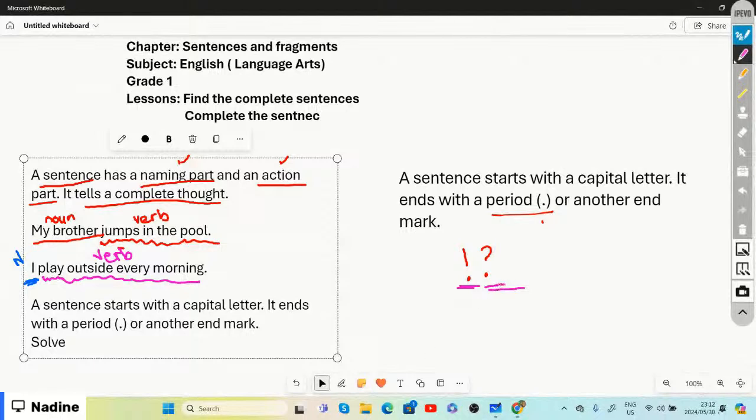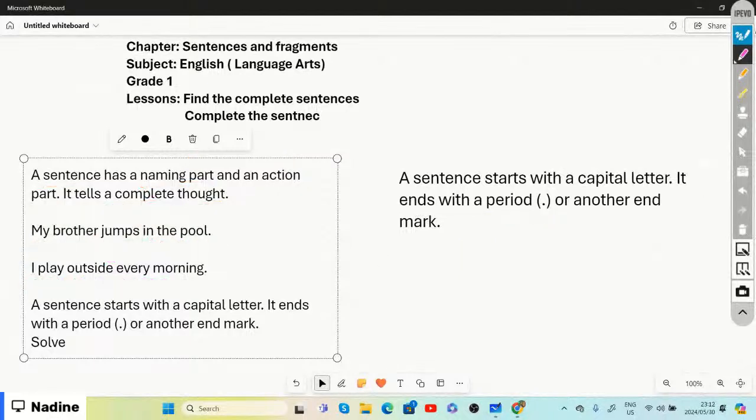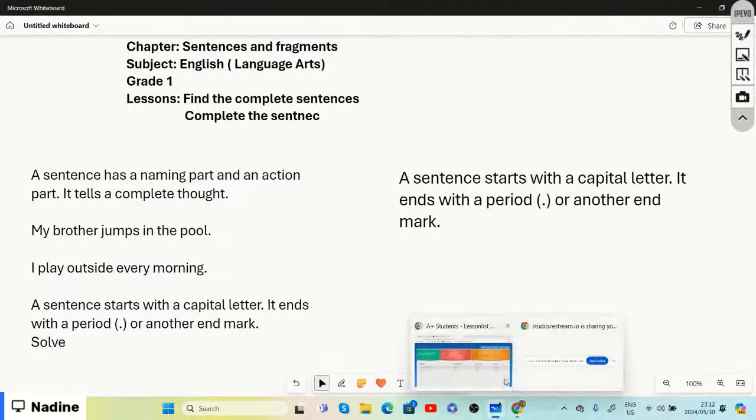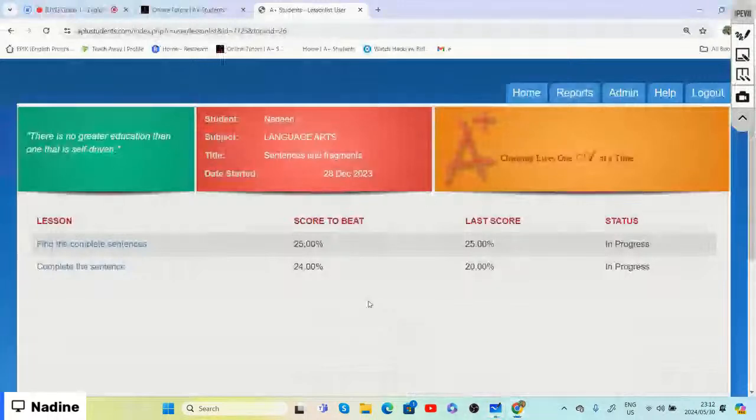All right. So now we're going to do our tutorial lesson, and we're also going to do our test on sentences and fragments. So we're going to aplusstudents.ca, and that is where we are going to do our lesson under the title sentences and fragments. And the first lesson is going to be find the complete sentences.